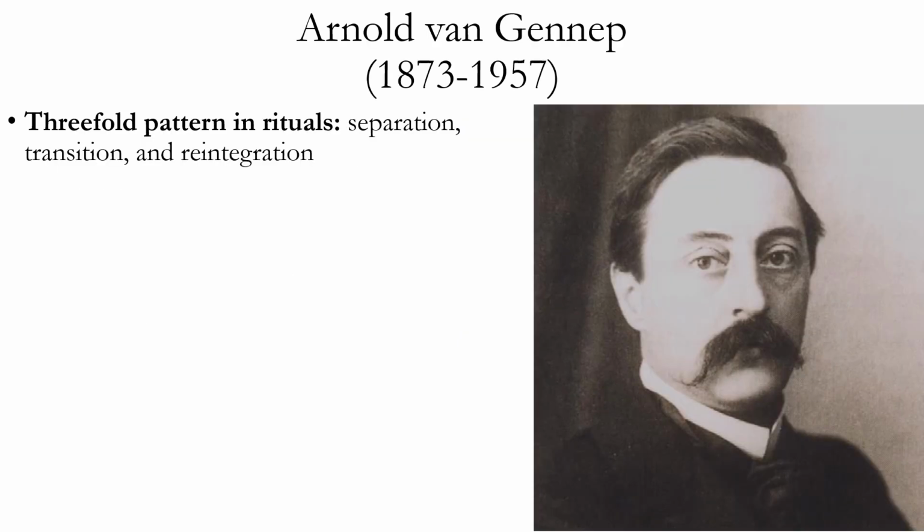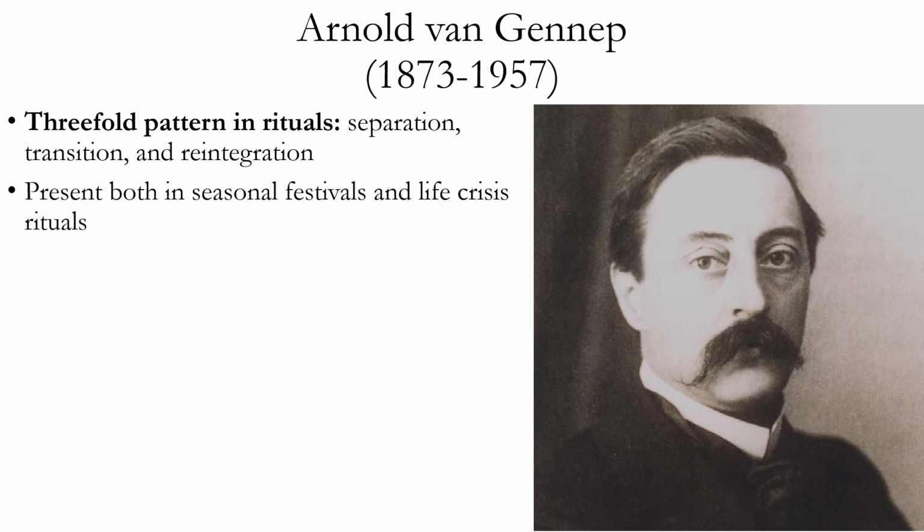Arnold van Gennep identified a threefold pattern in rituals: separation from the community, transition, often involving some sort of trial, and then reintegration into the community, but with a new social status. So, for example, male initiation rituals often follow this pattern or format. You can also see it in seasonal festivals, where people often take a step outside, separating from their normal daily activities, before the end of the festival, reintegrating back into their normal life.